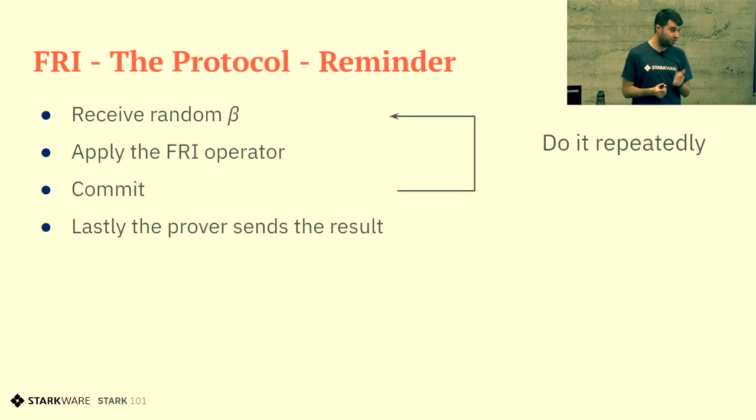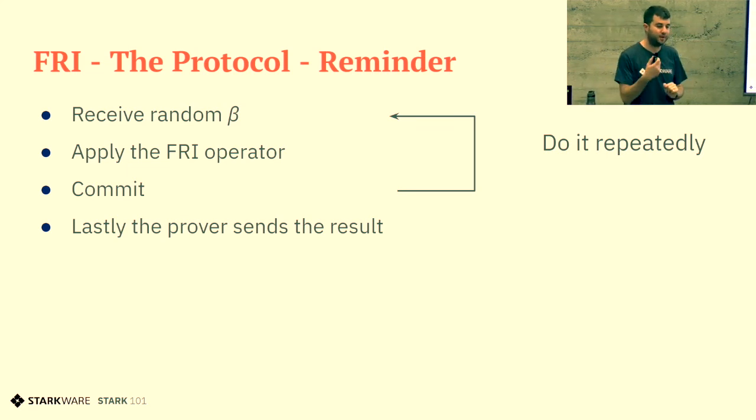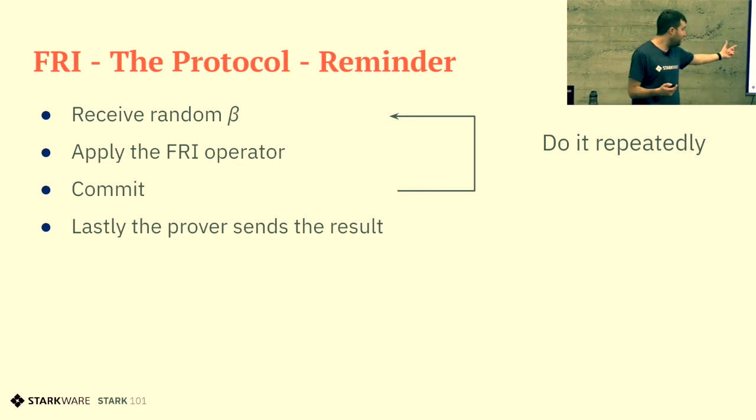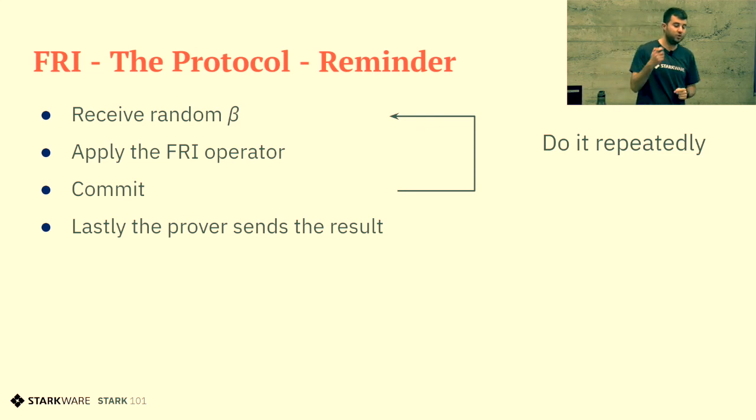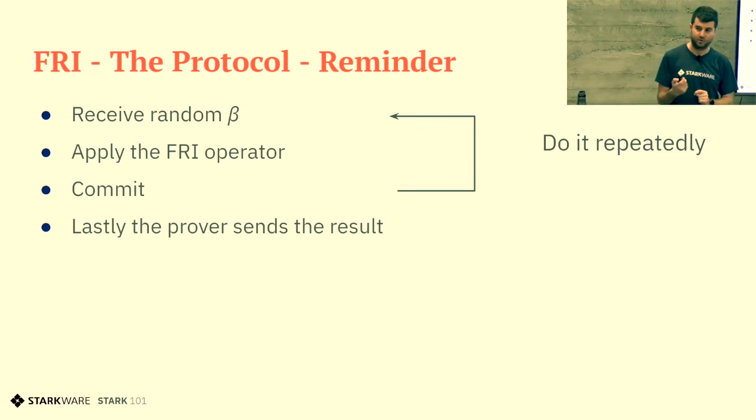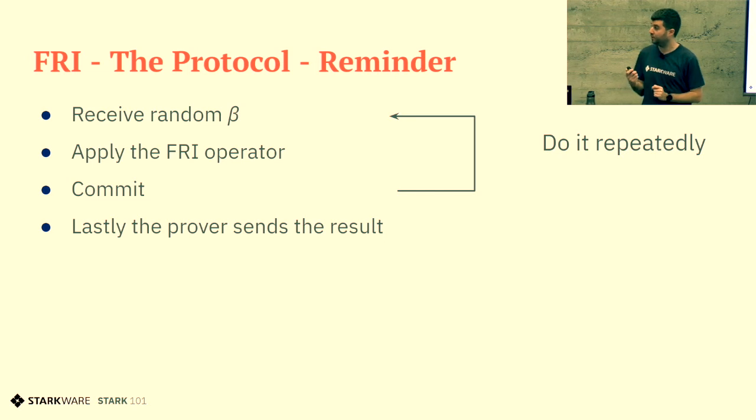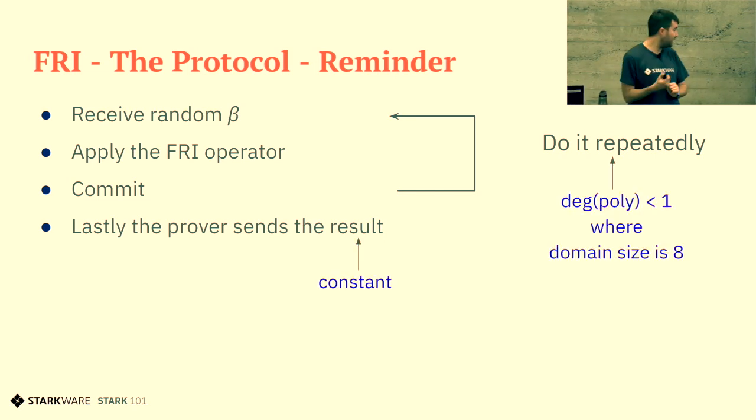So this is the protocol as we have seen. Now we can understand that after we receive the random beta, we apply the FRI operator. In each step, after applying it, the degree bound is reduced by half. I told you that we're doing it repeatedly until we reach some point. The point at which we stop is when we get a constant, where the degree of the polynomial is less than 1. At this point, we stop, and we just send the constant number to the verifier.